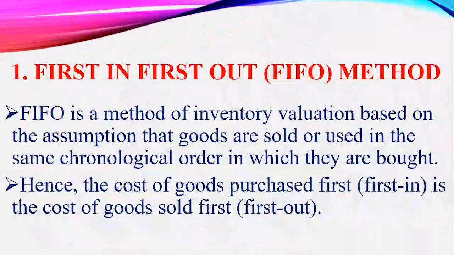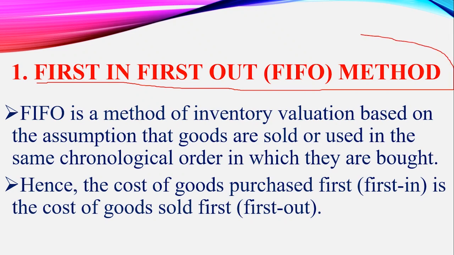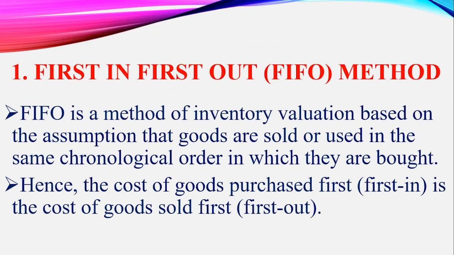So in this tutorial, I'm specifically going to focus on the first in, first out method, which we call the FIFO. This is the method that I'm going to look at. FIFO is a method of inventory valuation based on the assumption that goods are sold or used in the same chronological order in which they are bought.